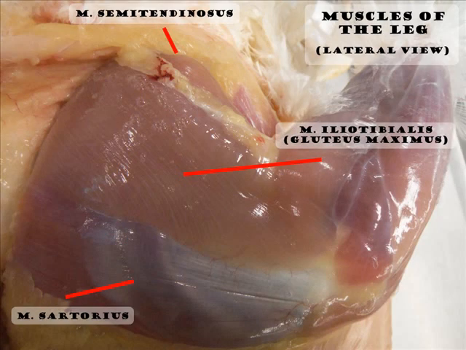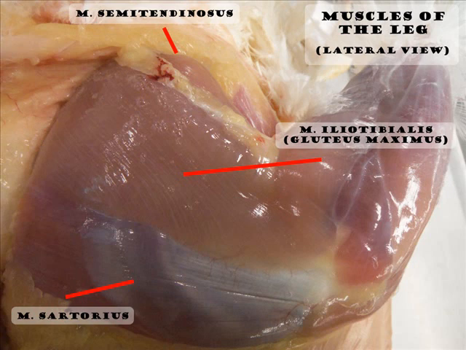The muscles of the lower leg include the iliotibialis, sartorius, semitendinosus, semimembranosus, tibialis anterior, gastrocnemius, adductor longus, ambiens, and quadriceps femoris muscles. The iliotibialis muscle, also known as the gluteus maximus, is a sheet-like muscle that covers the thigh. When it contracts, it flexes the hip and extends the knee and lower leg.